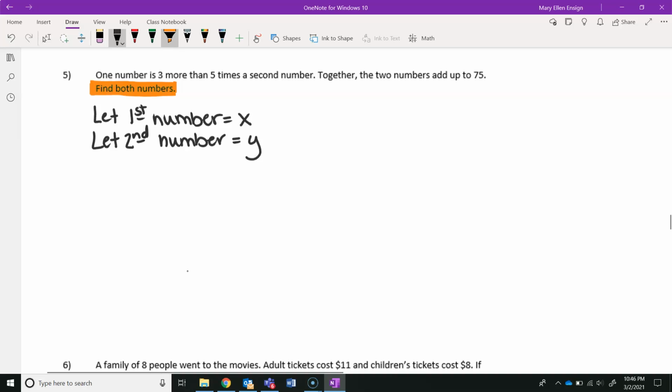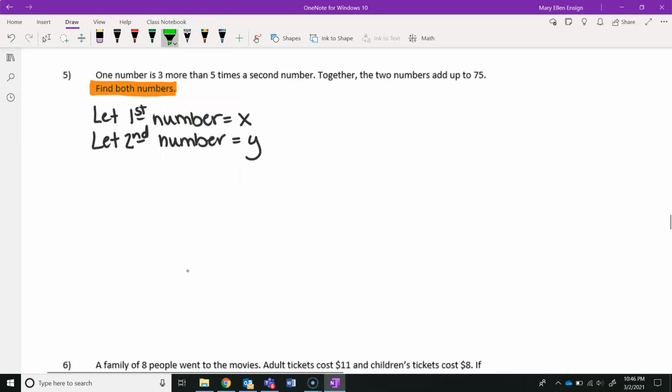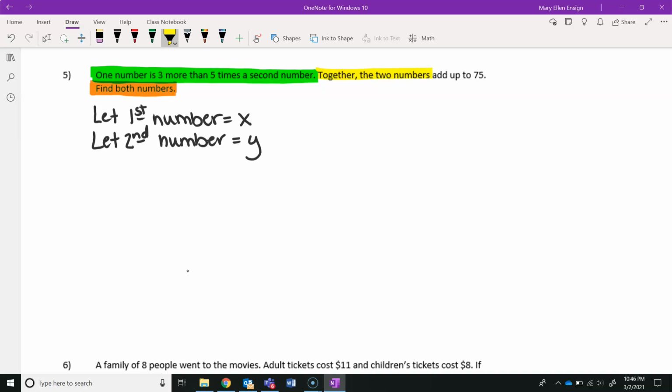So again, I have two equations that I want to write, and just the way this is set up again, one is going to come from the first sentence here. One number is 3 more than 5 times the second number. The next one is going to come from the second sentence. Together, the two numbers add up to 75. So let's go to this first sentence.